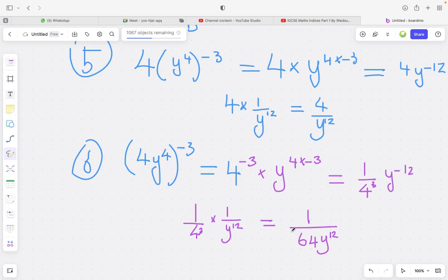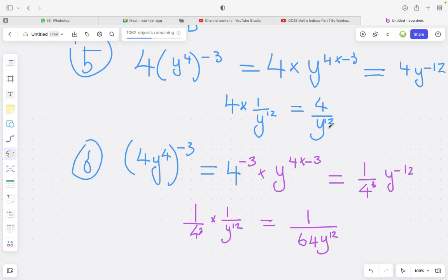So you can see just a slight difference, because you put the 4 inside, you are having 1 all over 64 y to the power of 12. But here, because you put the 4 outside, you are having 4 over y to the power of 12 only. So you can see small changes, how it brings a whole lot of difference in the work.